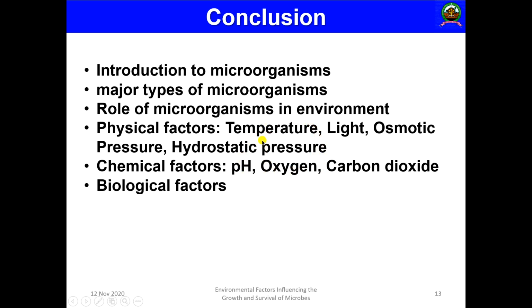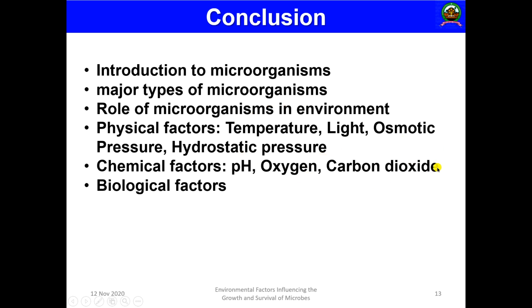The next one is oxygen. It's very, very important. Based on the oxygen concentration, the microorganisms are classified into aerobic bacteria, facultative anaerobes, anaerobic bacteria, and microaerophilic bacteria. Aerobic organisms require oxygen. Facultative anaerobic organisms can survive in the presence or absence of oxygen. Anaerobic organisms cannot survive in the presence of oxygen. Oxygen is toxic for such kinds of organisms. The next one is microaerophilic organisms. They can survive in a little bit of oxygen concentration. These are the classifications.